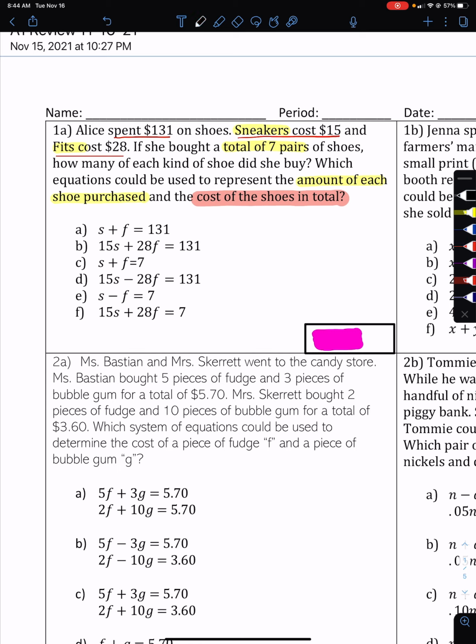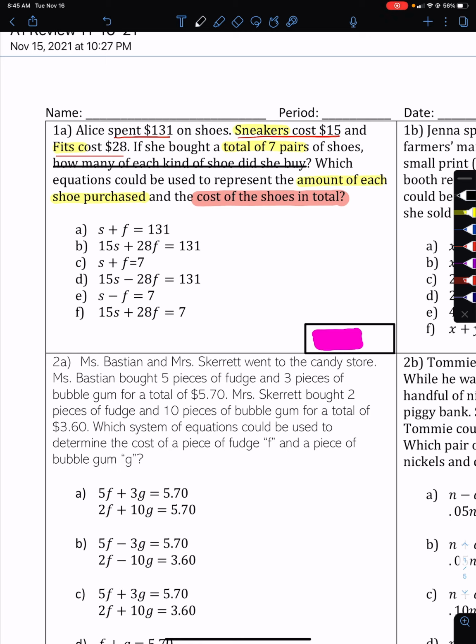So what's not important to me here at this point? Just, how many of each kind of shoe did she buy? That is a question, but I'm looking at the answers, and that part there I should have left out, because that's kind of irrelevant here. They told us how many she bought altogether, and none of these answers talk about just Fits or sneakers.